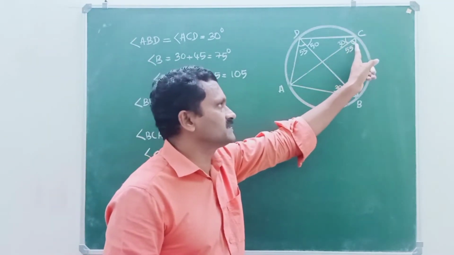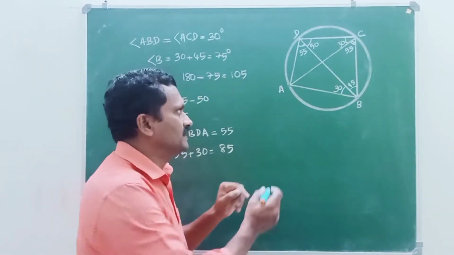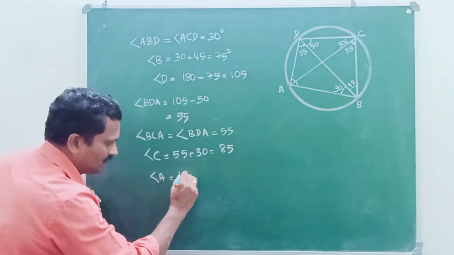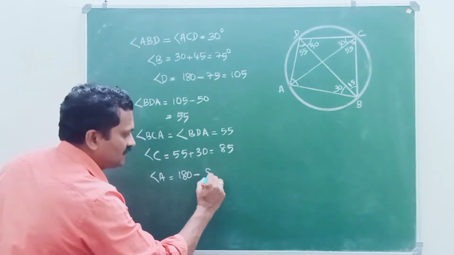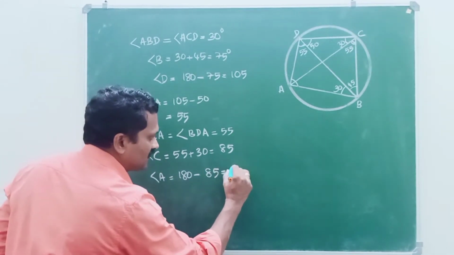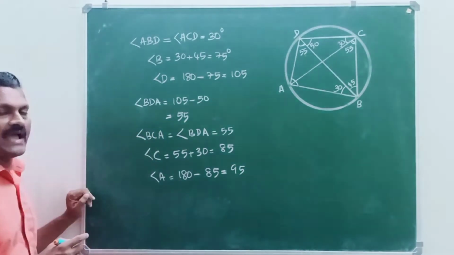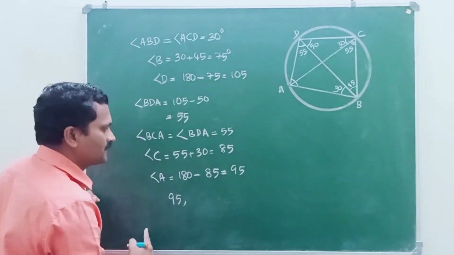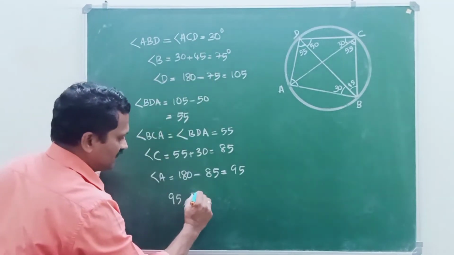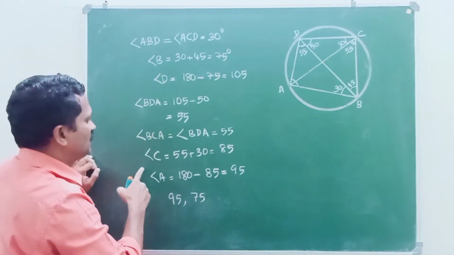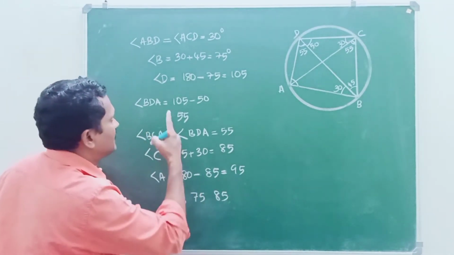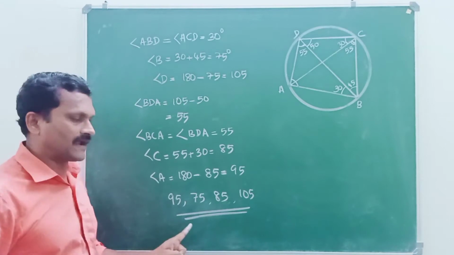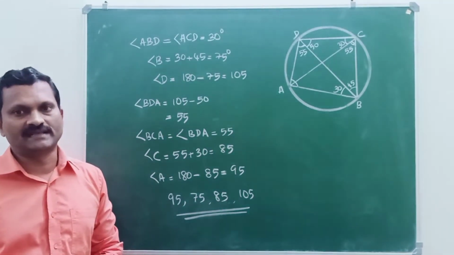Since angle C is 85 degrees, then we can find angle A. How to find angle A? Angle A equals 180 minus 85, that's equal to 95. Therefore, the angles in quadrilateral ABCD are: angle A equals 95 degrees, angle B equals 75 degrees, angle C equals 85 degrees, and angle D equals 105 degrees. These are the angles of quadrilateral ABCD.